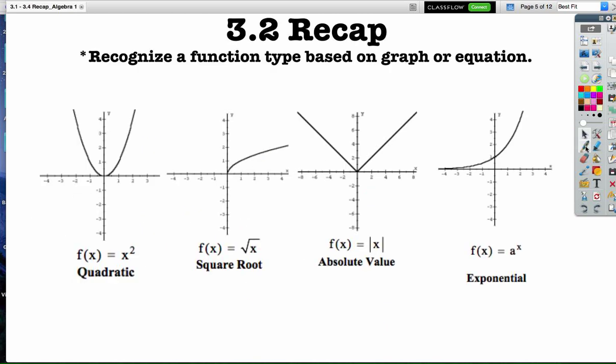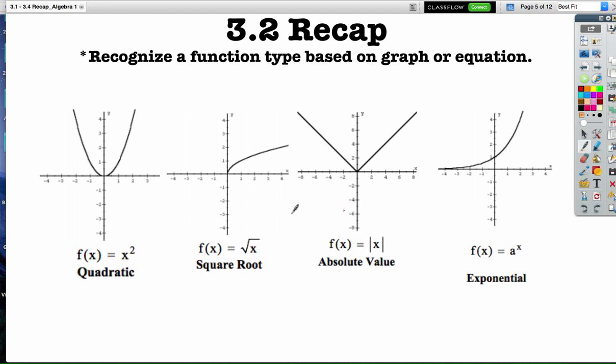In 3.1, we started out with just being introduced to different types of functions. We just learned what the graph of that function might look like, the equation of that function might look like, and what it would be called. Before Algebra 1, most of you have only been exposed to linear functions, so this was really most of our first experiences with something that is a function that is not a line.